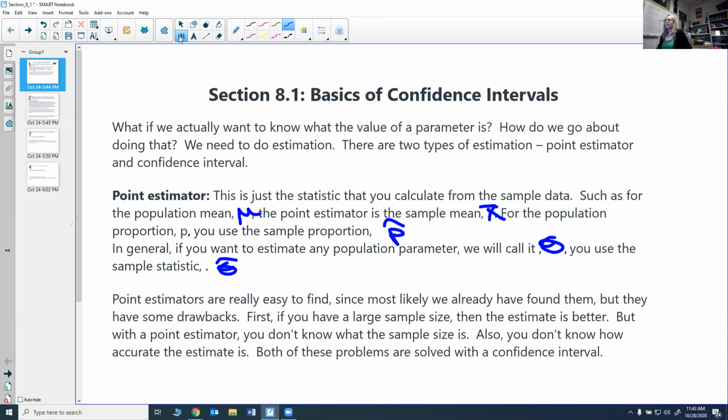Point estimators are really easy to find. Most likely we've already found them, but they have a few problems. One is that for larger samples, the estimate's better, and for a smaller sample, the estimate's not as good. But when you look at the point estimator, you don't actually know what the sample size is, so you have no idea how good it is based on the sample size. You also don't know how accurate your estimate is. We need some way of figuring out how accurate our answer is. Both of these problems are solved with what we call a confidence interval.